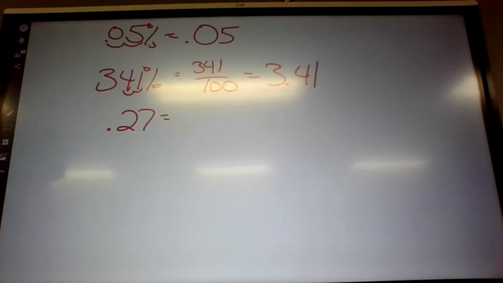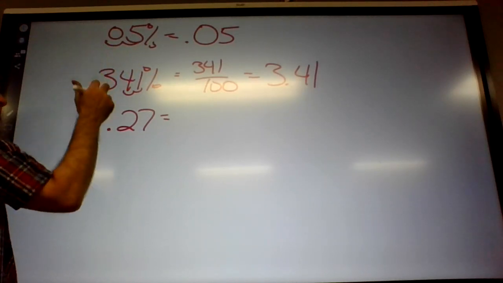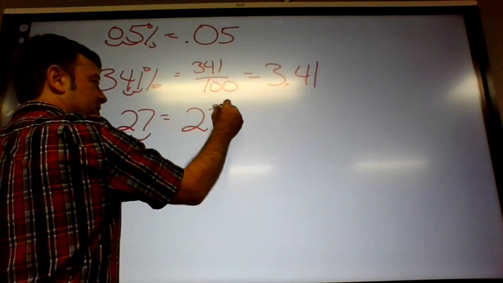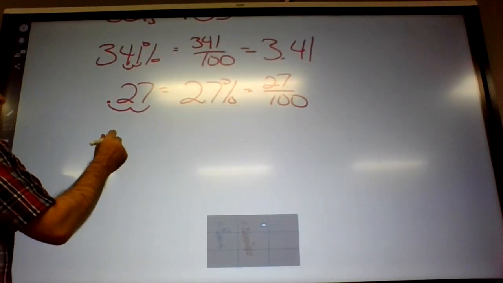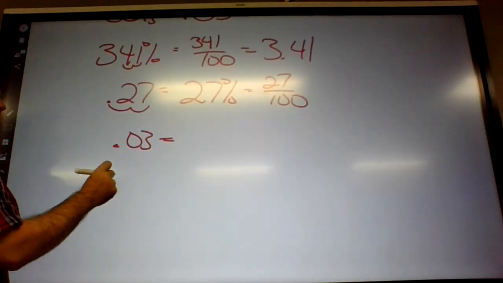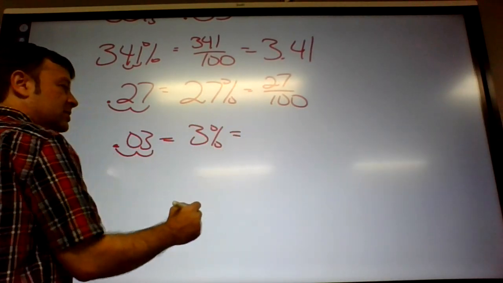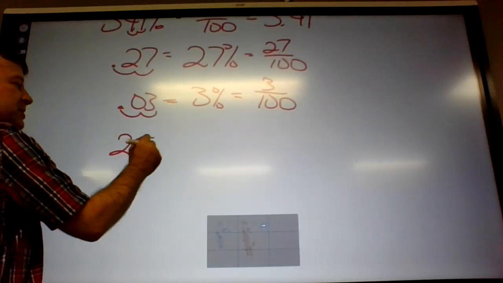Let's go the other way. 0.27, what's this as a percent? So we're starting with decimal, going back to percent. When we went from percent to decimal, we moved the decimal left twice. So now we're moving it right twice. 0.27 is 27%, which is 27 over 100. Okay, how about 0.03? What percent? 3%, which is 3 over 100.